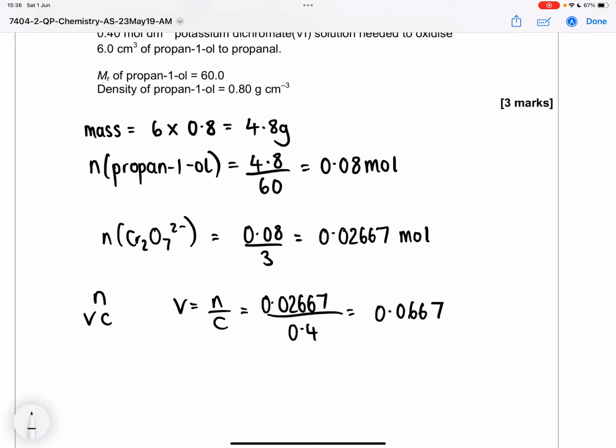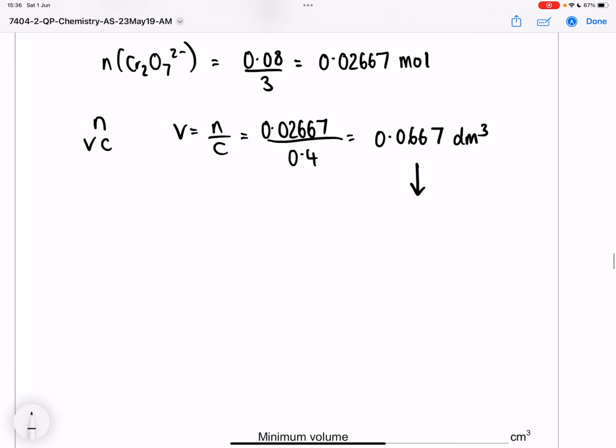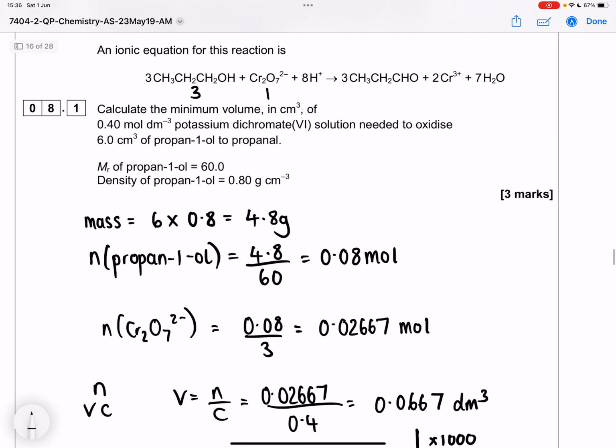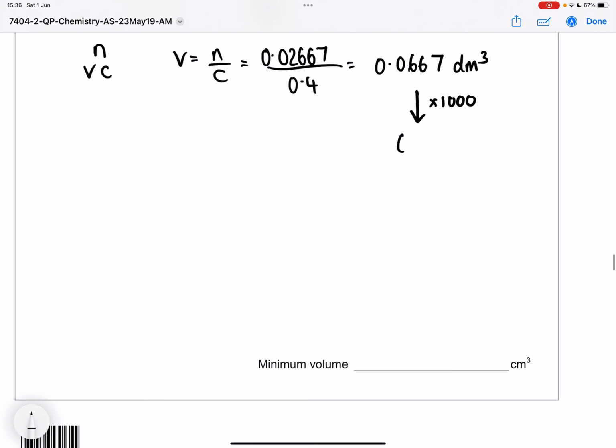0.0667. But that would be in decimetres cubed, and it wants the answer in centimetres cubed. So we're going to multiply by 1,000 to get it into centimetres cubed. And we're getting 66.7, but if we look up at the question, most of the numbers have been given to us in two significant figures. So I'm just going to write 67 centimetres cubed.